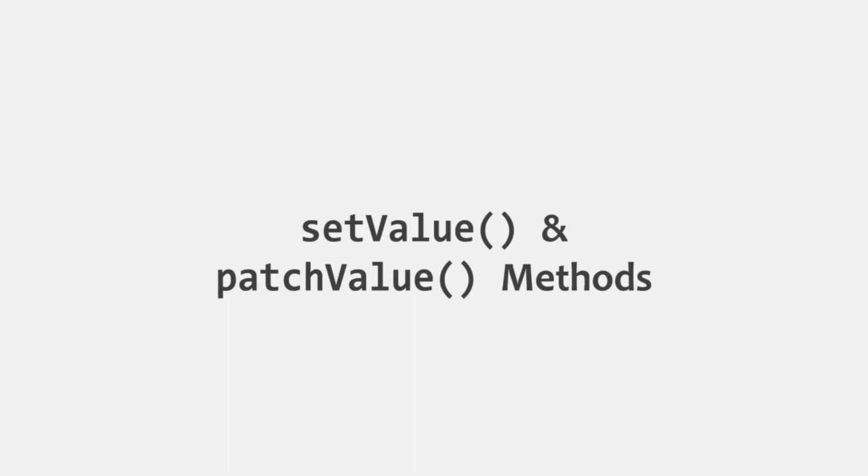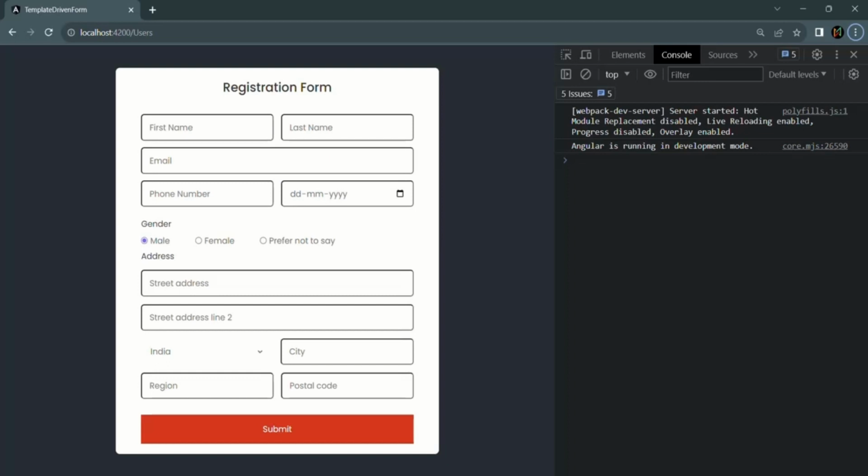In this lecture, you're going to learn how to update the value of a form control in a form. For that, we can use the setValue method or the patchValue method. So in this lecture, let's learn how to use the setValue method and the patchValue method and what is the difference between them.